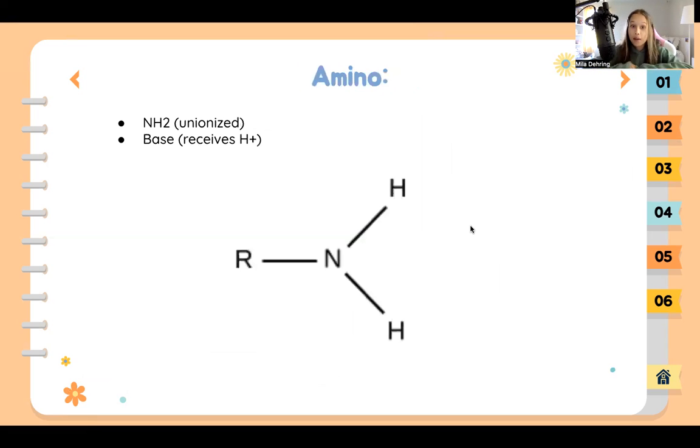So next we have aminos. Again, these are a major part of the amino acids that we'll see in proteins. Amino acids are always going to have an amino group. And aminos are actually bases because they receive hydrogen ions, thus they have a higher concentration of hydroxide ions. So this is NH2 unionized, and you can see when it's ionized, there will be a third hydrogen. So that is its formula.